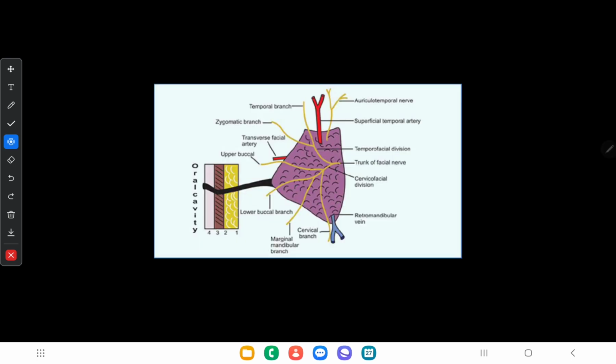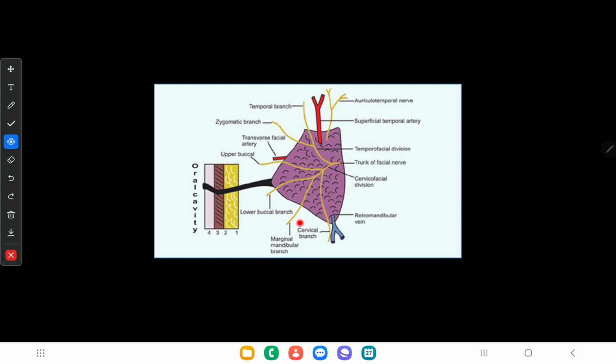When we talk about the structures that exit from the gland, here you can see very clearly the branches of the facial nerve. There are five branches of the facial nerve mainly. The structures that leave the anterior border are the zygomatic branch of the facial nerve here, and the transverse facial vessels. Here you can see the transverse facial artery, and the upper buccal branch of the facial nerve. Then the parotid duct here, and the lower buccal branch of the facial nerve.